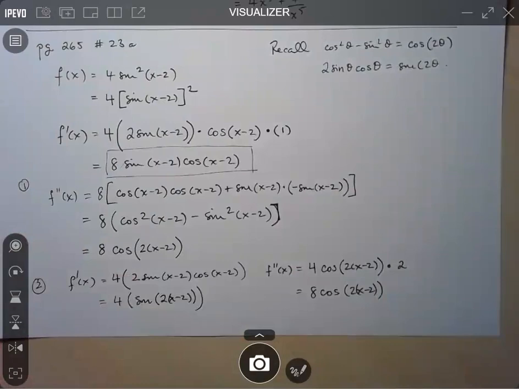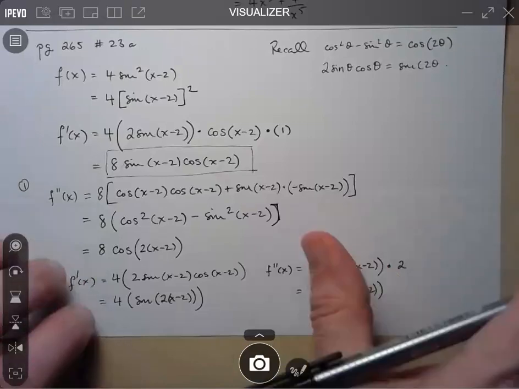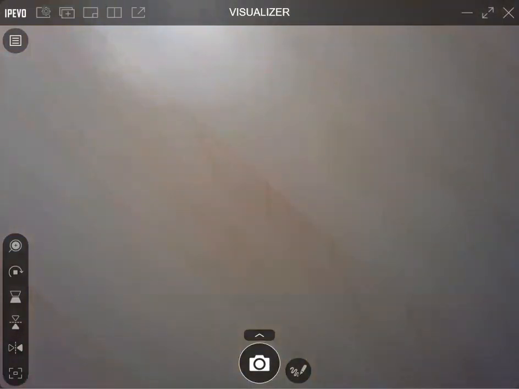Okay, so somebody asked to do 112.23c. Yeah, let's go to that. What value is it not differentiable? Okay, perfect. All right.